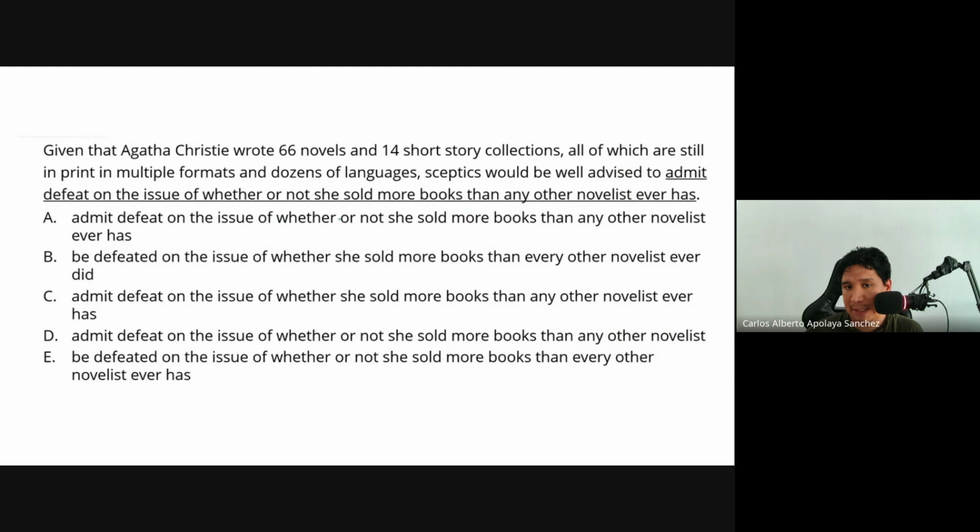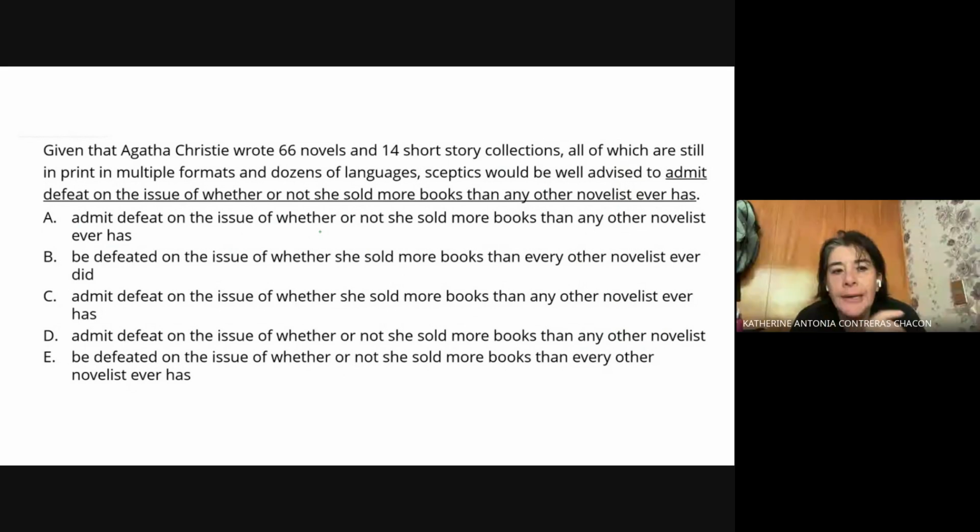We analyze the sentence first before we go here. We have "admit defeat," "be defeated," "admit defeated," "be defeated." So let's try. It says, "skeptics would be well advised to admit defeat." So you advise somebody to admit defeat. Is that correct? Does it make sense for you? Let me think. Advised to admit defeat. Yes, this would be "well advised to."